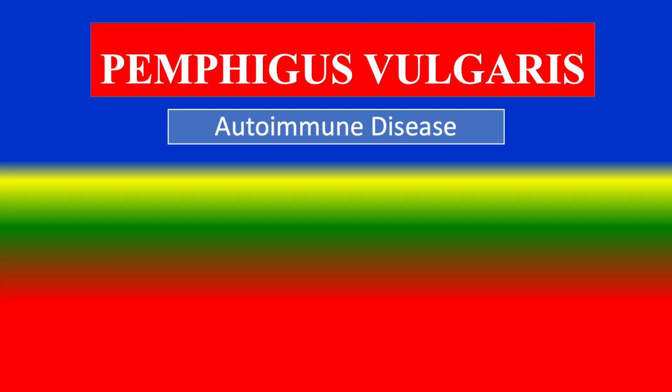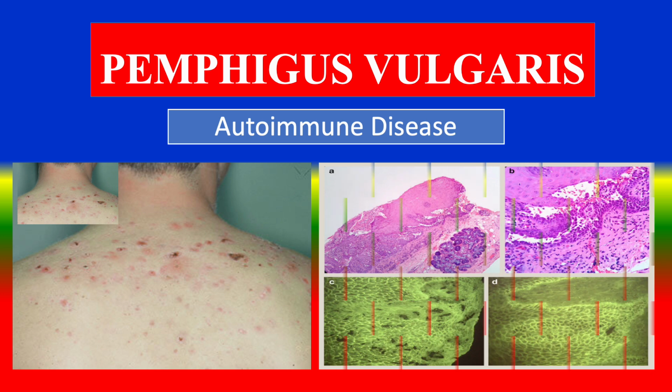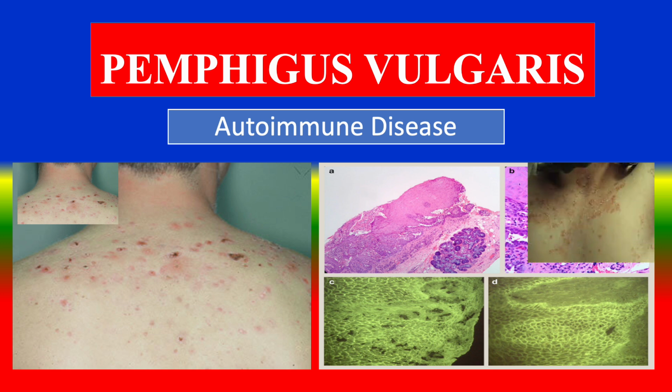Pemphigus vulgaris is an autoimmune disease. Look at this picture, it shows skin erosions and blisters. Laboratory test findings. Look at this. A detail going on. Introduction.